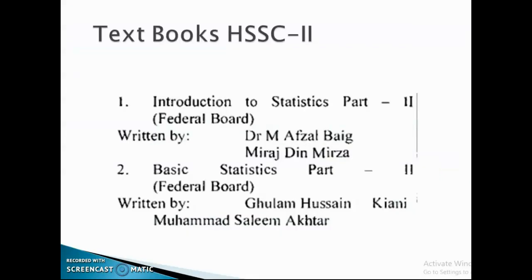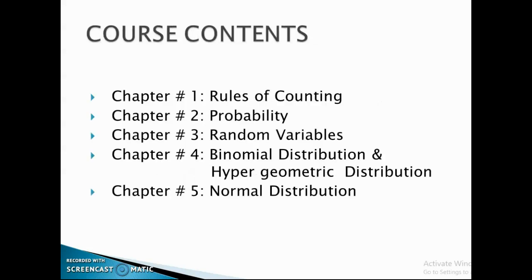The textbooks recommended for HSSC Part 2 are: number 1 is Introduction to Statistics Part 2, written by Dr. M. Afzal Beg and Mirajuddin Mirza. The second recommended book is Basic Statistics Part 2, written by Ghulam Hussain Kiani and Muhammad Salim Akhtar. The course contents of this book are comprised of 10 chapters.